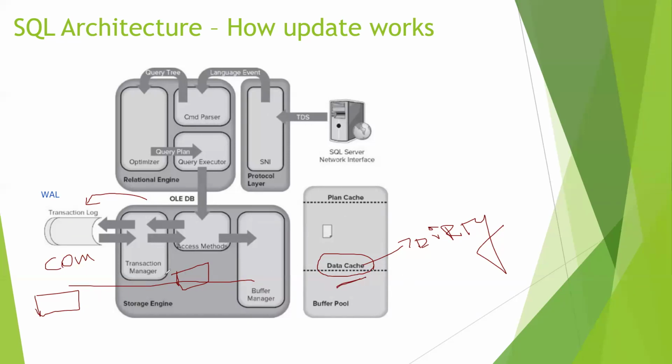Dirty simply means the page is modified. The page in memory has a different value than the one on disk. A dirty page is a page in memory that is not the same as in the data file. When is a dirty page marked as clean? When the page is the same in memory and in the data file, we consider it a clean page. And the memory here is again the buffer, the data cache.